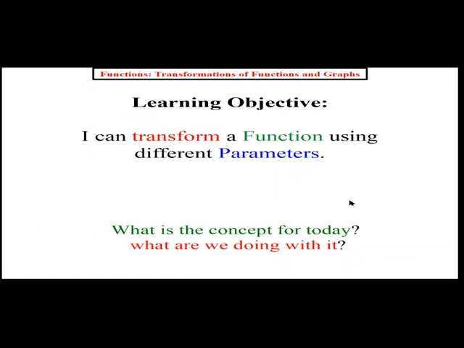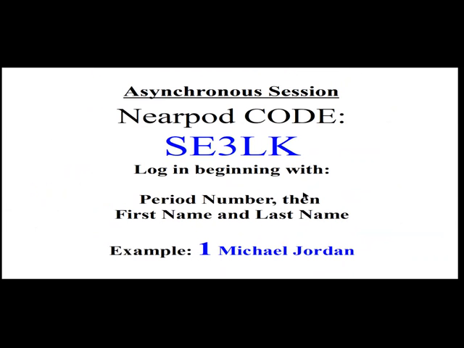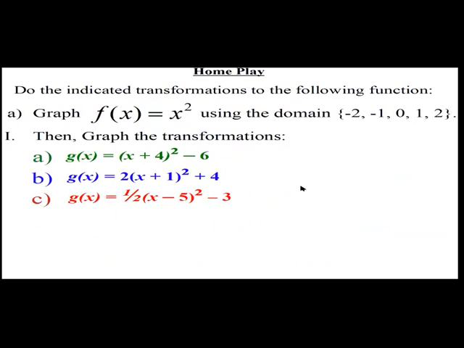Once again, our synchronous code is SE3LK. And your homework, basically you graph f of x equals x squared using the domain negative 2, negative 1, 0, 1, and 2. That's our parent function. And then they give you 3 different transformations, 1 in green, 1 in blue, and 1 in red.